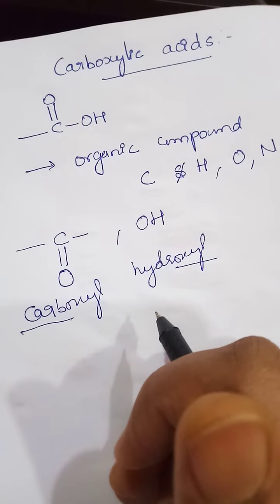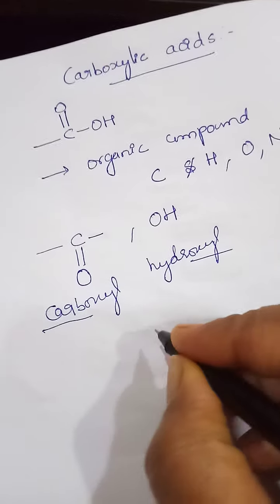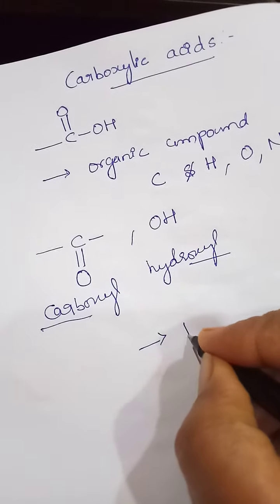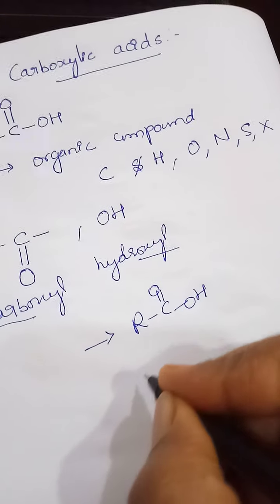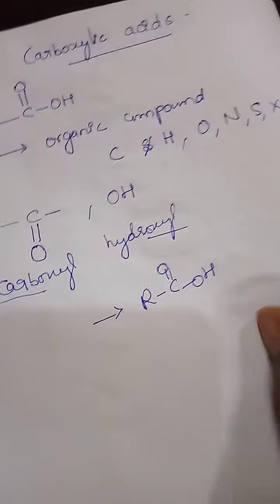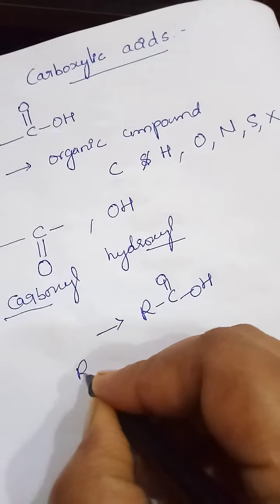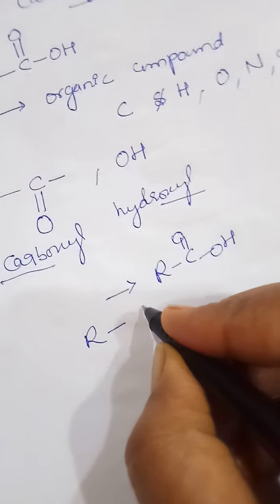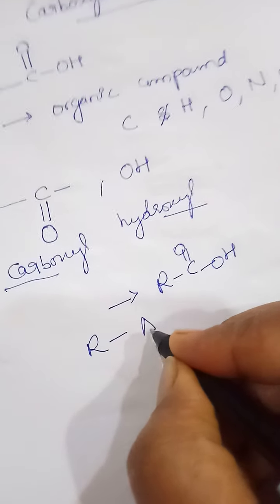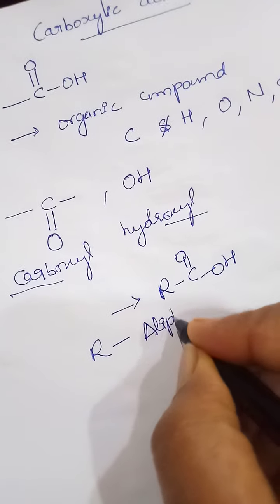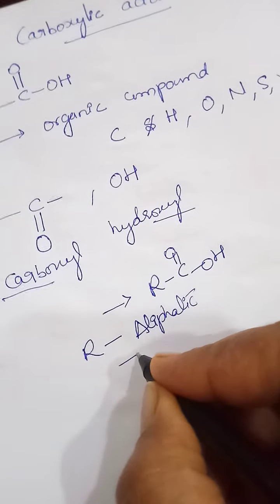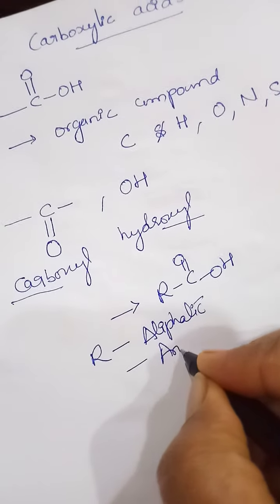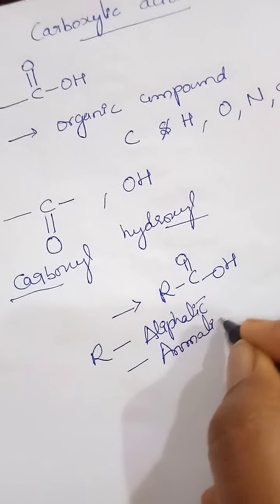So these are called carboxylic acids, and they are represented by the general formula R C double bond O OH. This is the general representation of a carboxylic acid. Now what do we mean by R? R is either an aliphatic group or an aromatic group. So carboxylic acids are classified into aromatic compounds as well as aliphatic compounds.